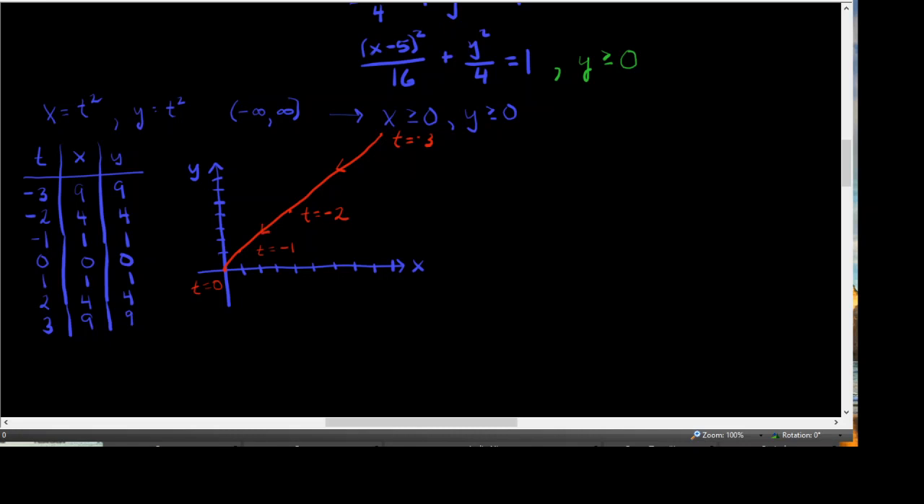Then what's going to happen is we'll start going with positive t values. When t is 1, we'll be at 1, 1. T is 2, we'll be at 4, 4. When t is 3, we'll be at 9, 9.